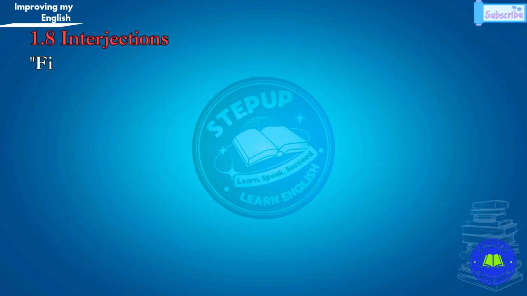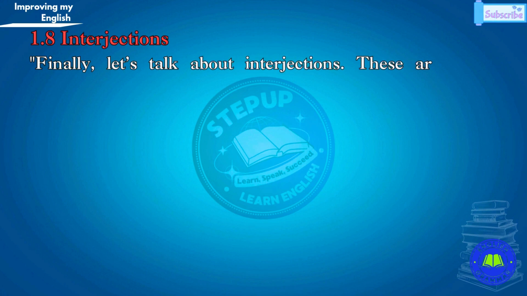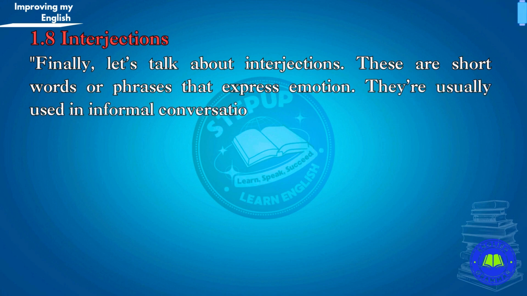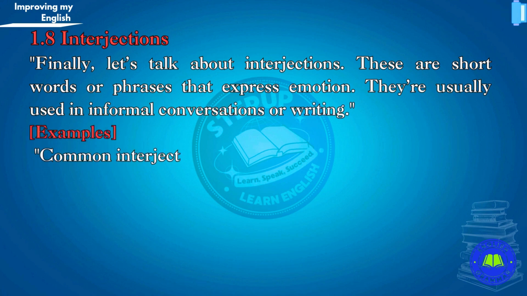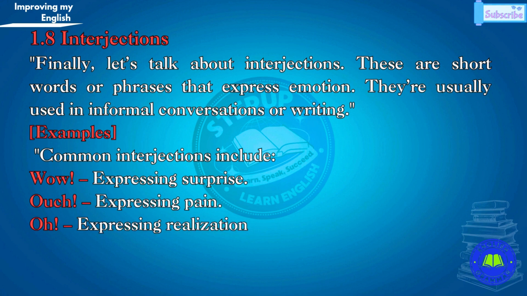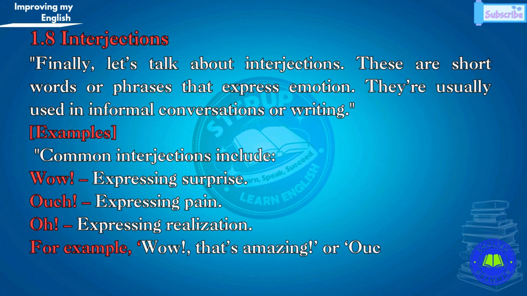1.8 Interjections. Finally, let's talk about interjections. These are short words or phrases that express emotion. They're usually used in informal conversations or writing. Examples. Common interjections include wow, expressing surprise, ouch, expressing pain, oh, expressing realization. For example, wow, that's amazing, or ouch, that hurt.